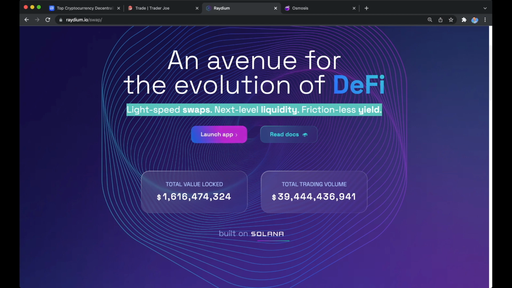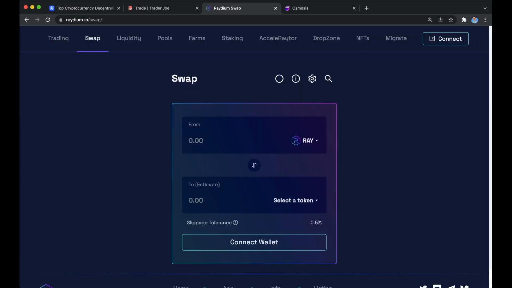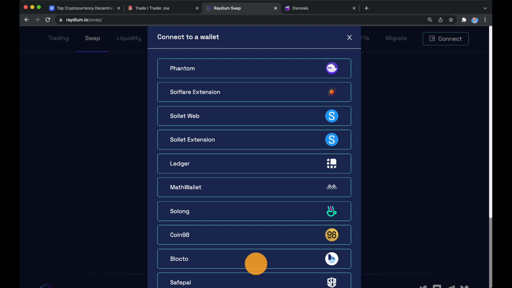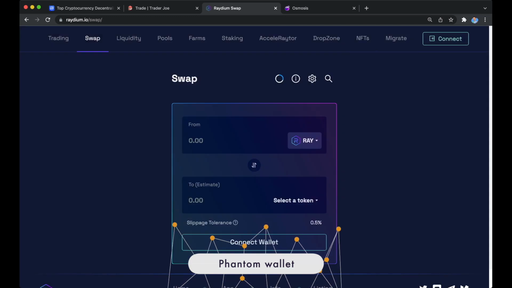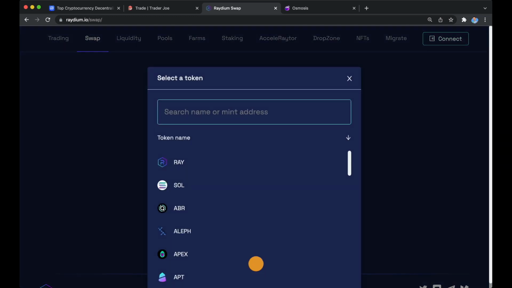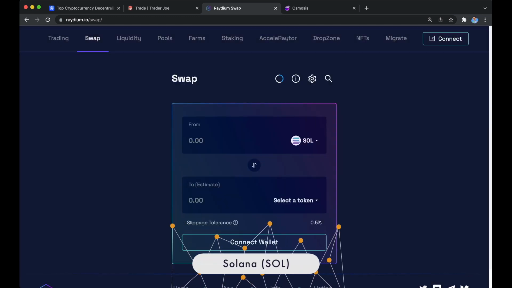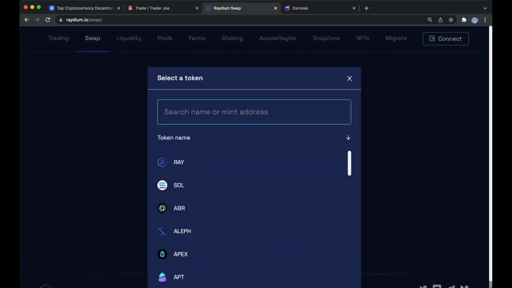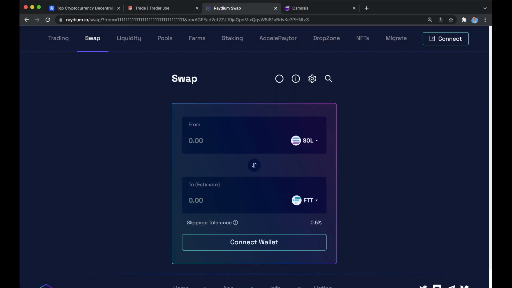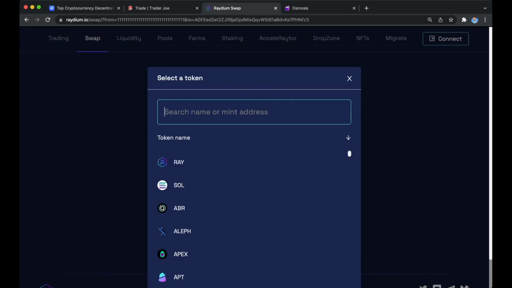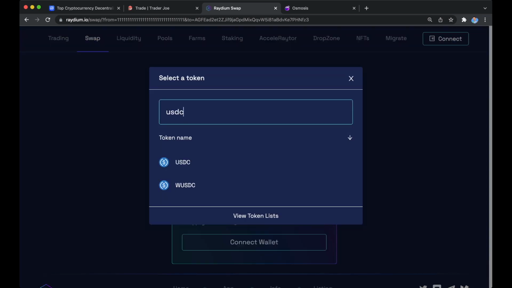So we go ahead, launch the app, and right away, super sleek interface. You can connect some of your favorite Solana wallets, including Phantom, Solflare, or even a Ledger. And you can here input whatever token you want to begin with, probably Solana, since that's the coin most people tend to own. And from Solana, you can convert it to any other coin you would like, say Raydium, or even one of the other popular coins, FTT, which is the FTX exchange token, or you can even search for the native USDC token on the Solana blockchain.